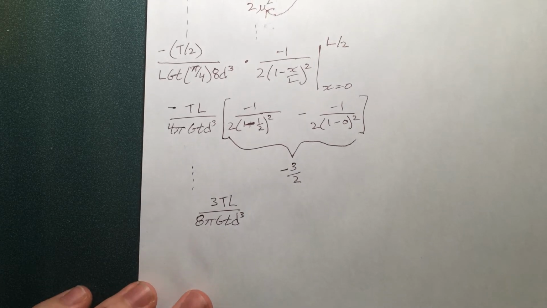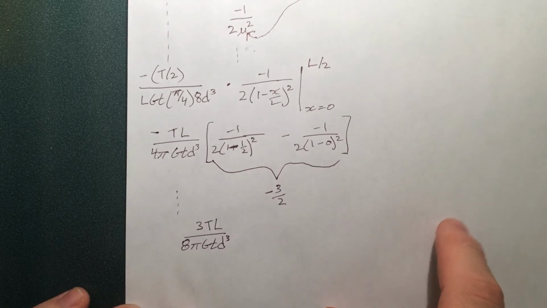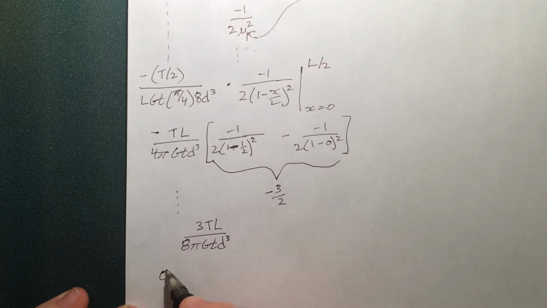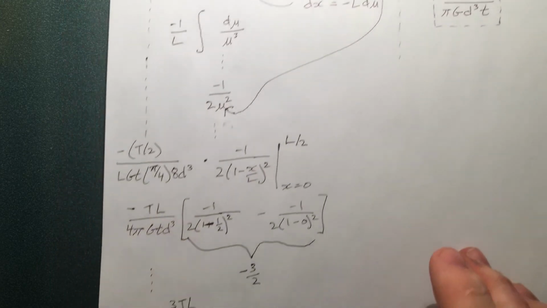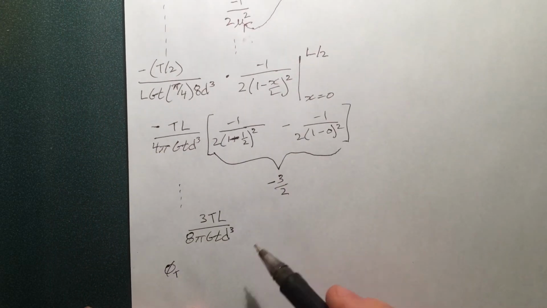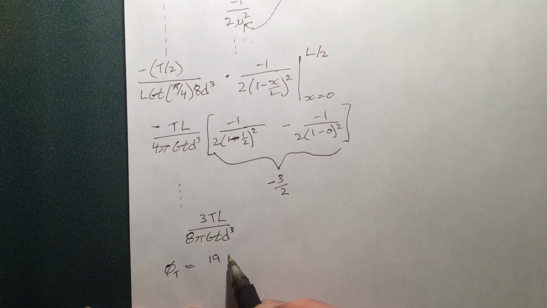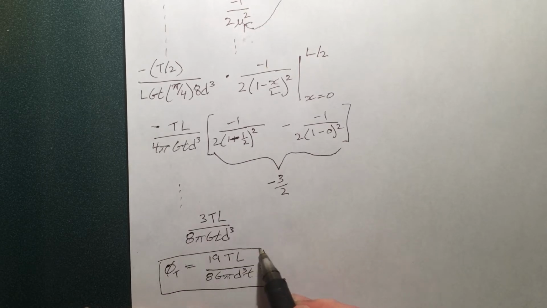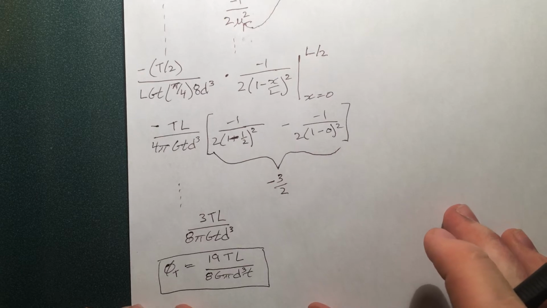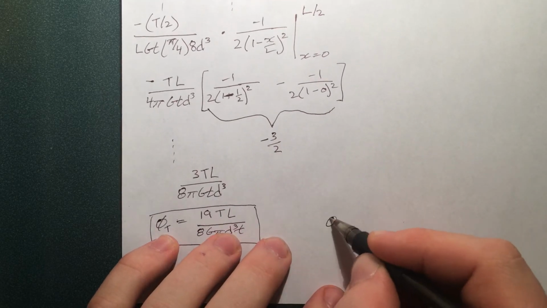Okay, and that's the final answer for this first piece of elongation. So the total elongation then is this plus that. Okay, and that comes out to be 19. All right, the final elongation. Now, let's go ahead and plot this.